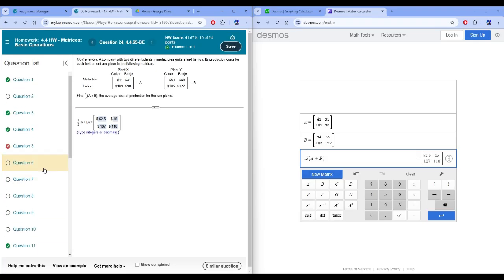That's the entire matrix C basic operations using Desmos basic matrix calculator. Just under 20 minutes. Best of luck.